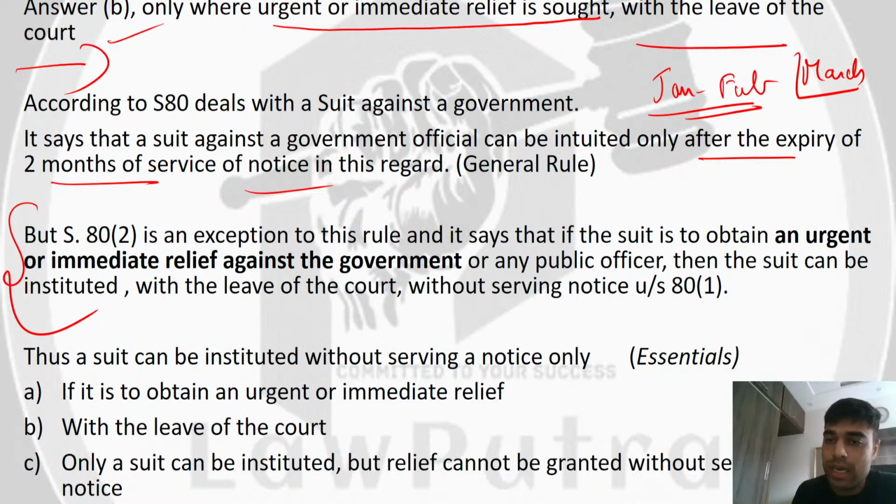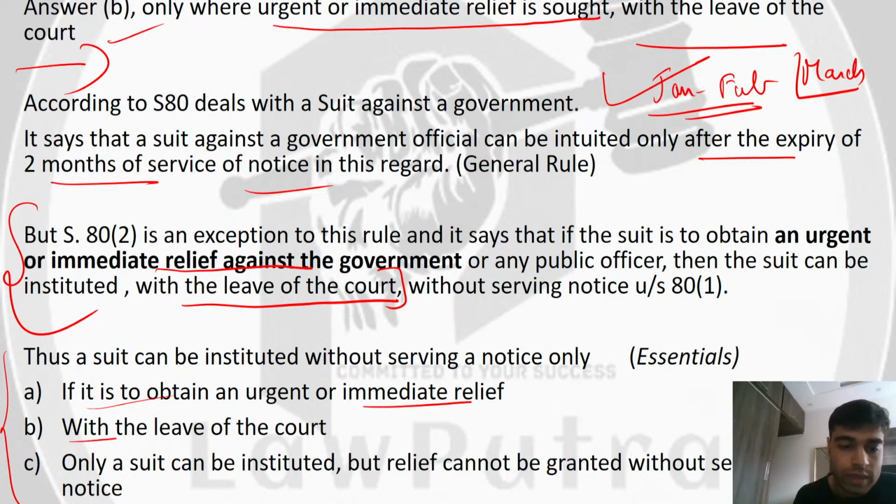But ये जो कंडीशन है ये वेव ऑफ कर सकते हैं कब? If the matter is very urgent and immediate relief is sought and that too also with the leave of the court. तो पहले आपको परमिशन डालनी पड़ेगी for the leave of the court. If the court considers it urgent or immediate, then the court will basically grant it. So that means then this is also part of Section 80. So Section 80 is if it is to obtain an urgent relief with the leave of the court, only a suit can be issued, but relief cannot be granted without serving of notice.